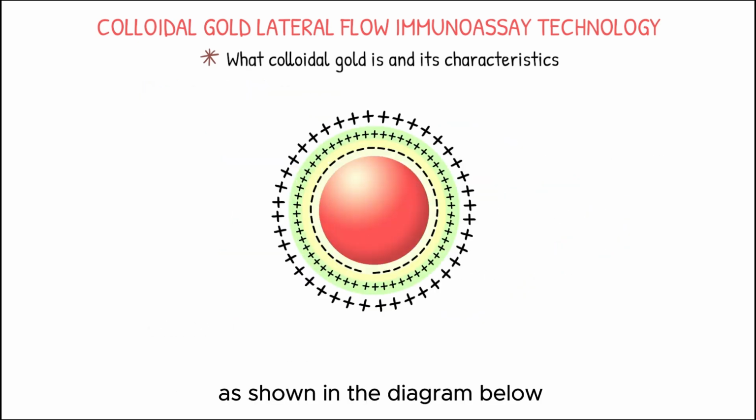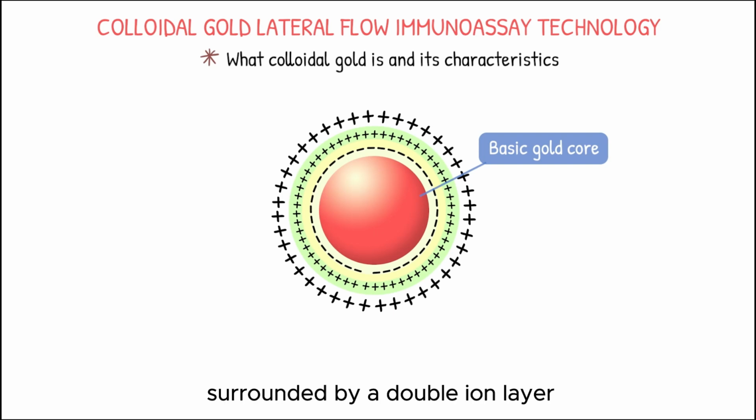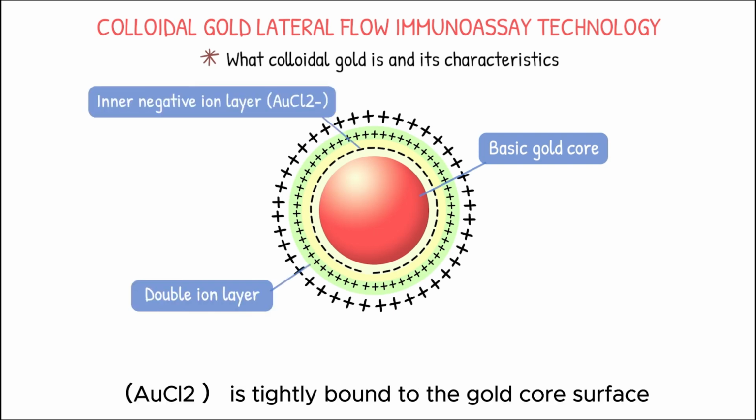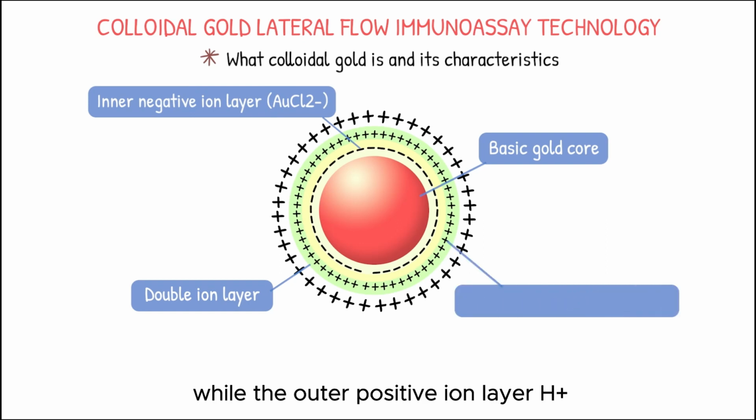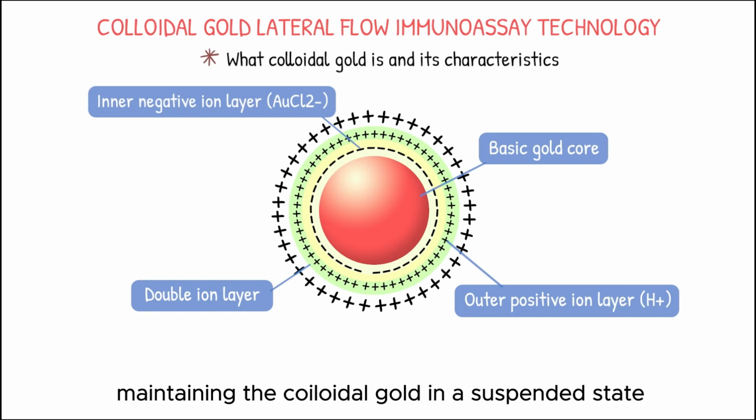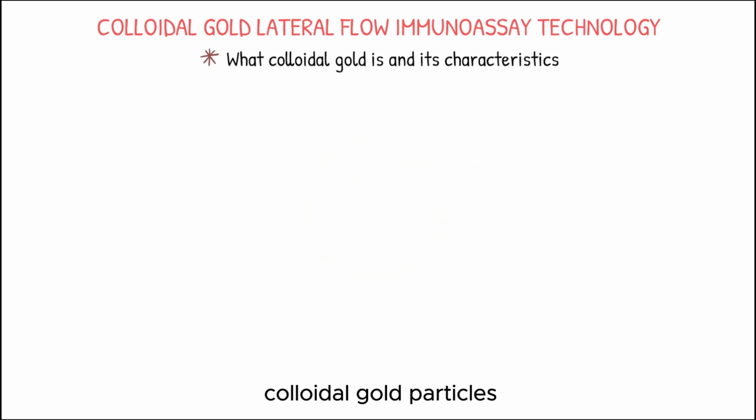As shown in the diagram below, colloidal gold particles consist of a basic gold core, atomic gold Au, surrounded by a double ion layer. The inner negative ion layer AuCl2- is tightly bound to the gold core surface, while the outer positive ion layer H+ is dispersed in the colloid solution, maintaining the colloidal gold in a suspended state between the particles. Colloidal gold particles have the following characteristics.